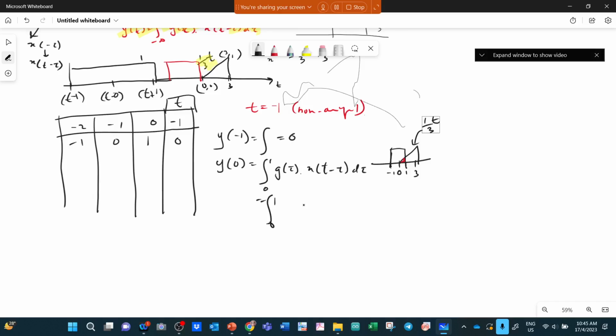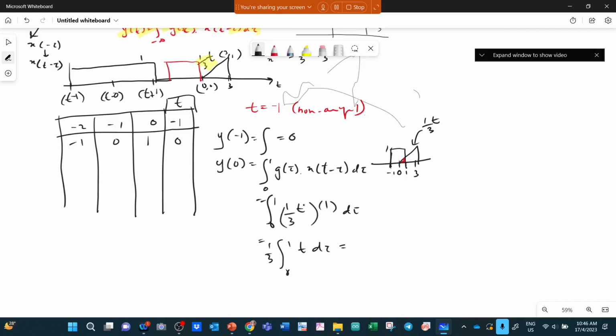Kenapa? Sorry. 1/3 T kan, darab X T minus tau is 1. Okay, 1. Okay, D tau. Okay, you know that for integration, this constant can take out to the front. Okay, 1 over 3. Kenapa tahu take out front? Saya dah suruh you tengok video tak tahu lagi memang kan, sebab tak tengok video kan. So 1 over 3, 0 to 1 T T tau.